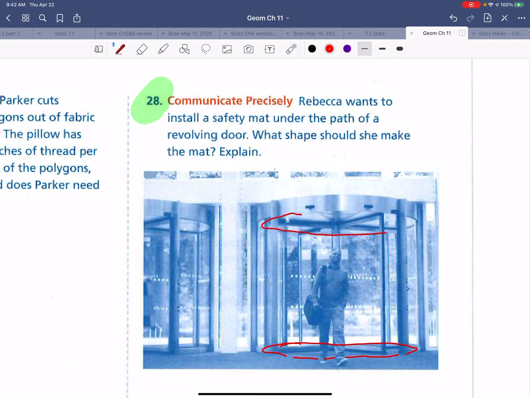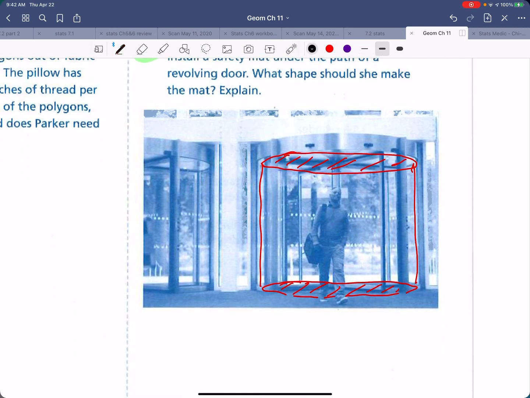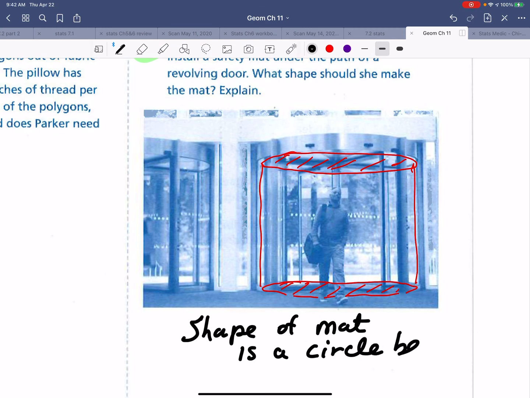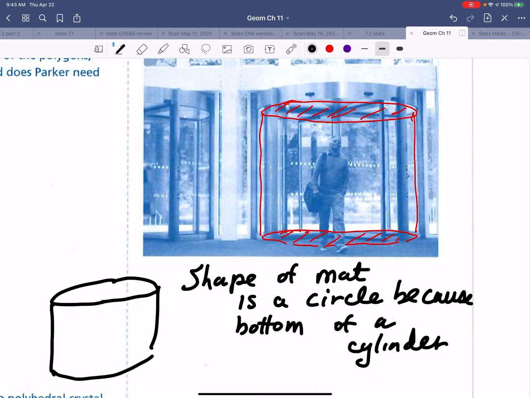Well, notice we can see the top really well, and this revolving door is a big cylinder. So what's the shape of the mat? The shape of the mat is a circle because it's the bottom of a cylinder. So if we sketch this, this is the area of our mat, and that's a circle.